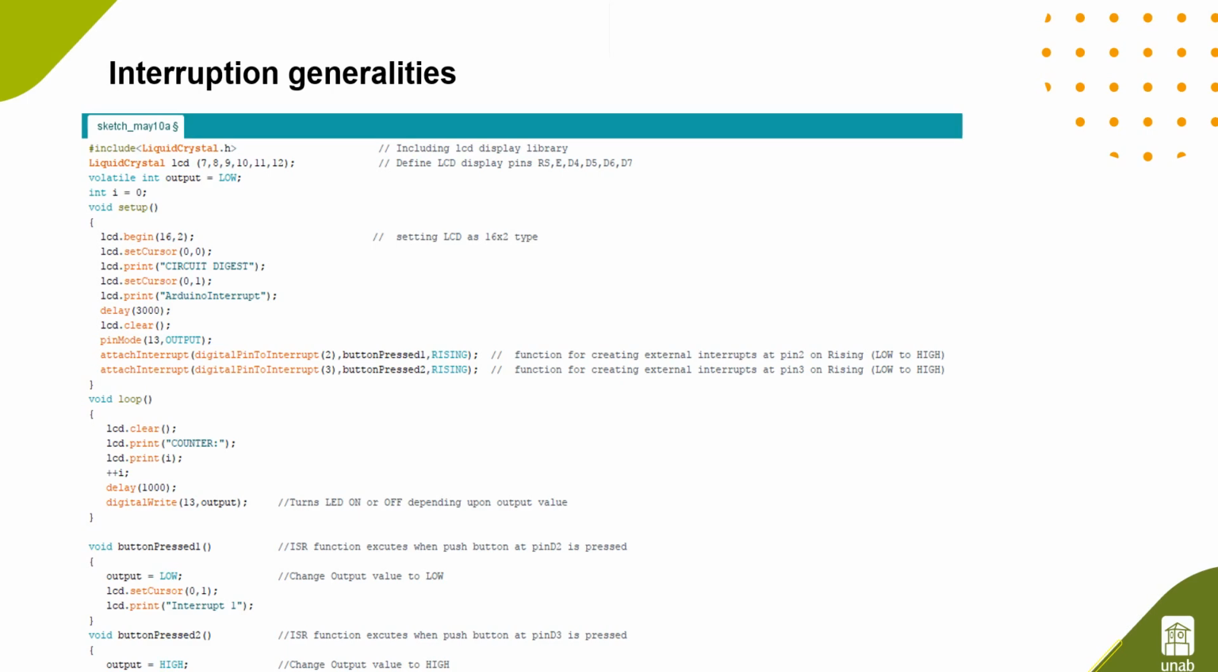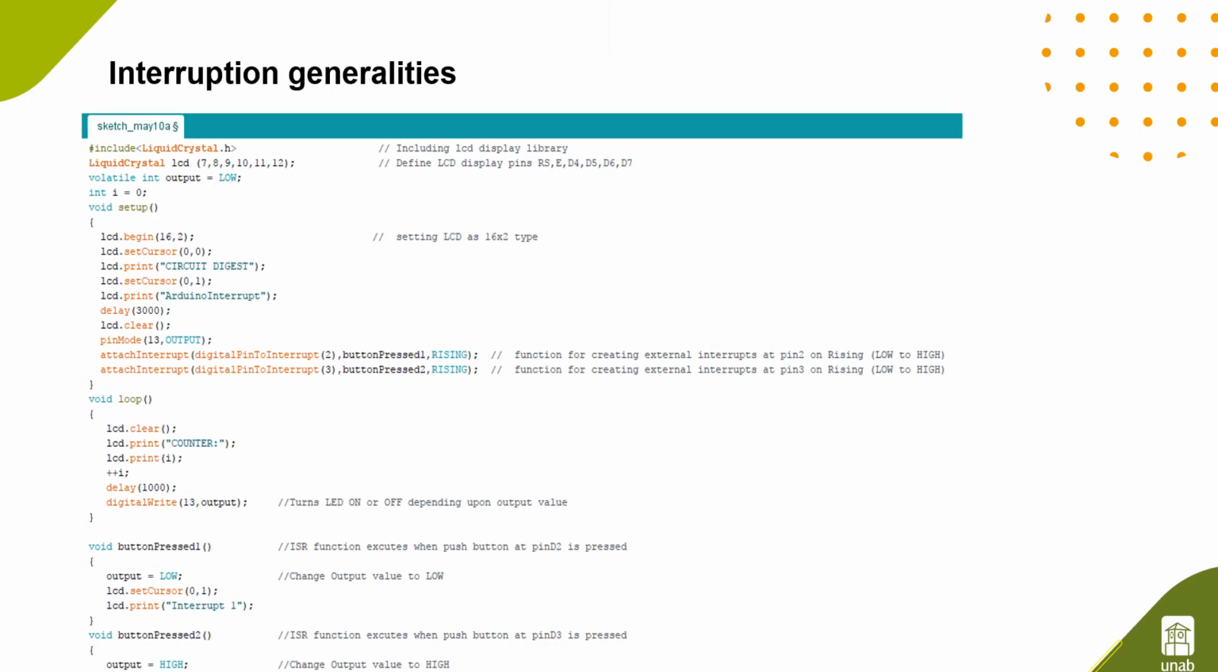The first 5 lines are just going to be printed on the LCD. So I declare the size of the LCD, I set the cursor in the first position, 0, 0. Then I print this text, Circuit Digest. Then I print in the second line, Arduino Interrupt. After a delay, I declare digital pin number 13 as an output, and I declare two functions for the interruption.